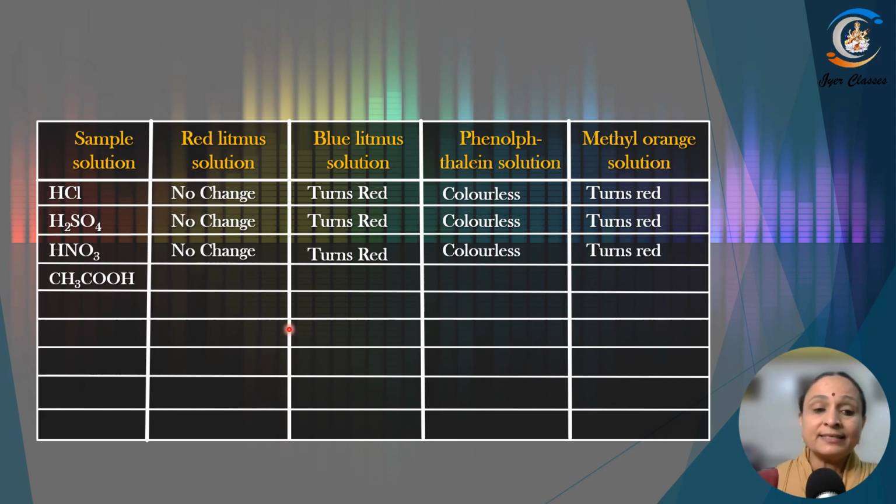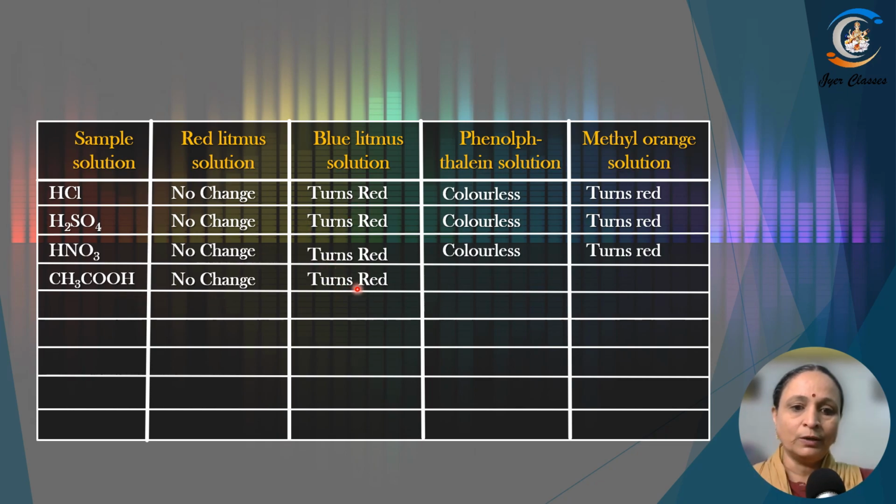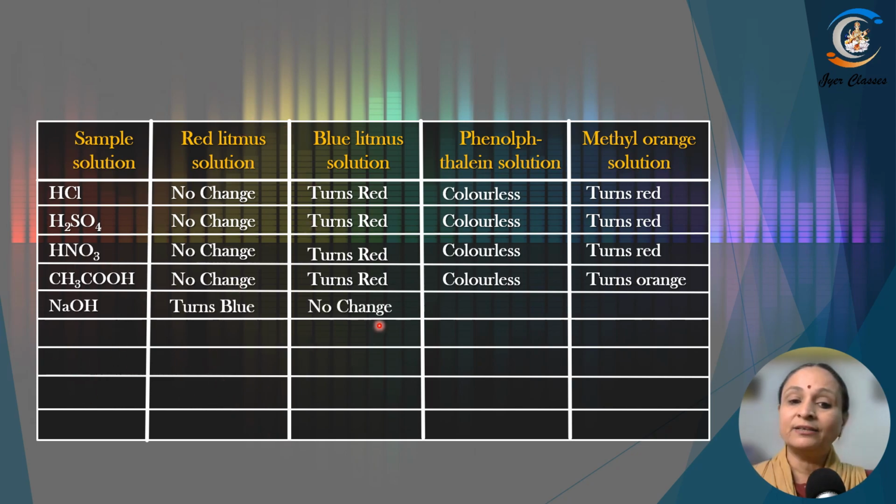Now what about acetic acid? It's a weak acid. What happens in red litmus solution? No change. Blue litmus solution, tell me, turns red. Phenolphthalein, colorless. Methyl orange turns orange. Why? Because it is a weak acid. Okay. Now NaOH, what is NaOH? NaOH is a base. What happens to the red litmus solution? It turns blue. What happens to blue litmus solution? No change. Why would it change? A base does not change the color of blue litmus. Phenolphthalein, add 2 drops, it turns pink. Methyl orange turns yellow.